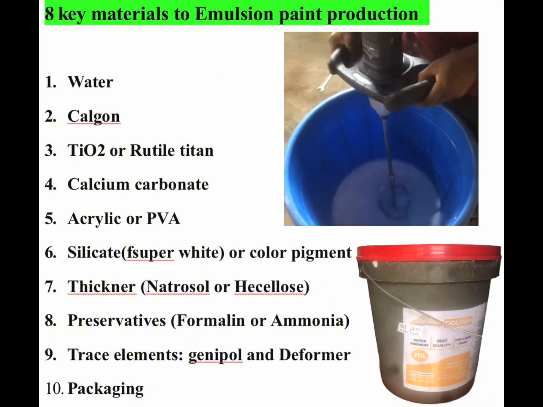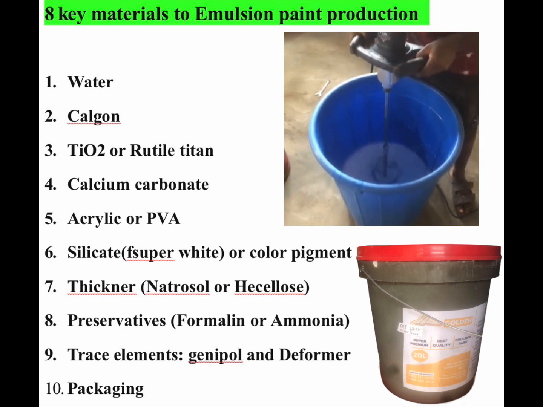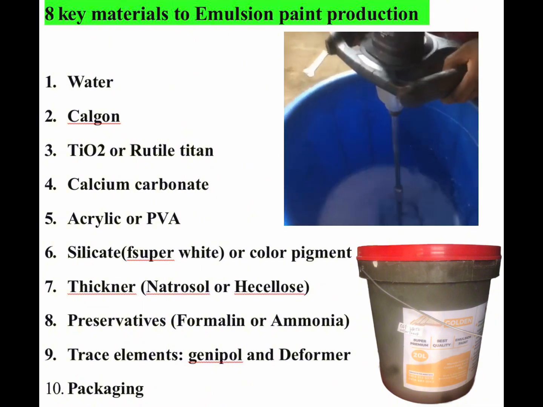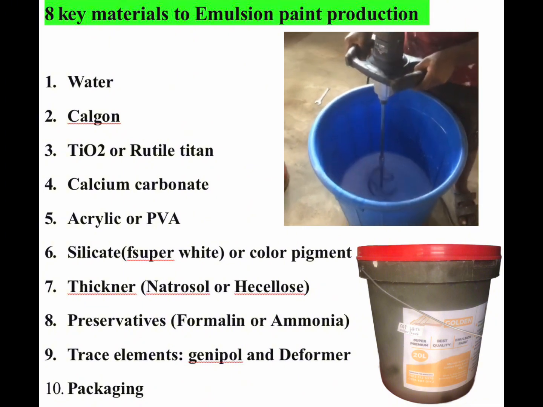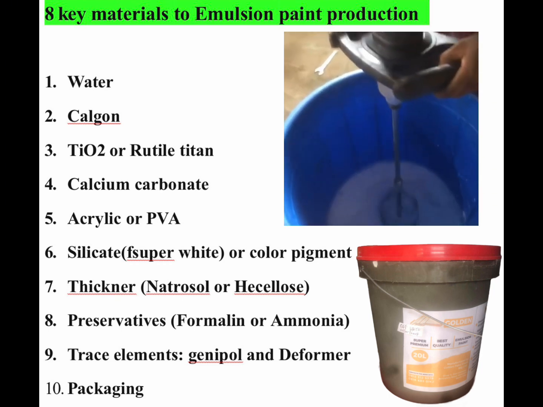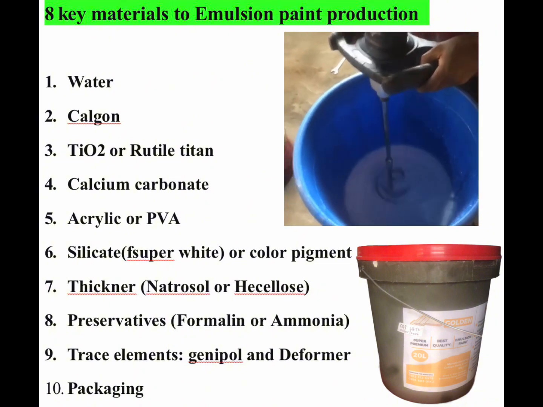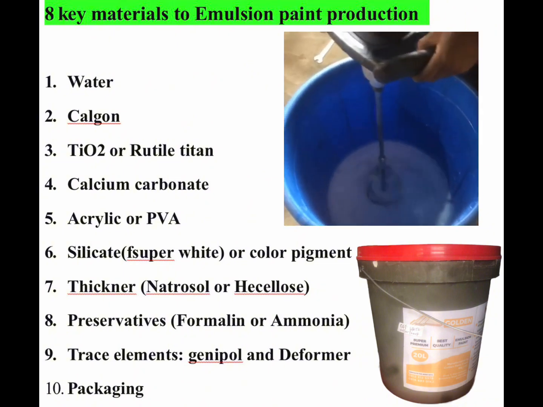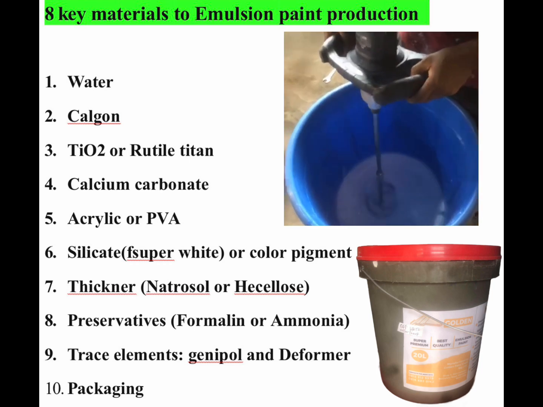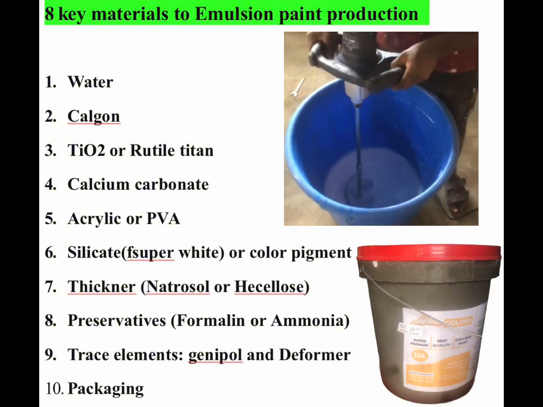Then the trace ones are genopor, deformer. Yeah, those ones are trace materials. They are not really key materials. Some people add genopor and deformer just after adding the acrylic, because if you add your acrylic while stirring it will start foaming. So some people add the genopor then and add the deformer. Deformer is just to remove the foaming, the foam that the paint is forming. Then you just have to clear off those foam.